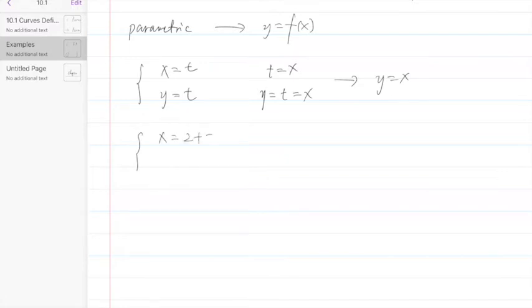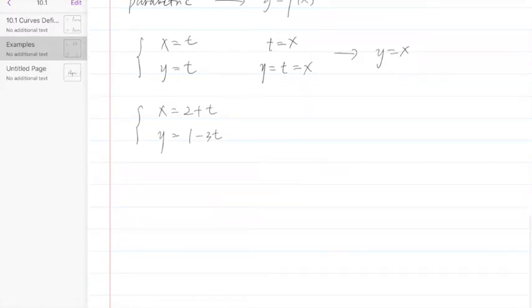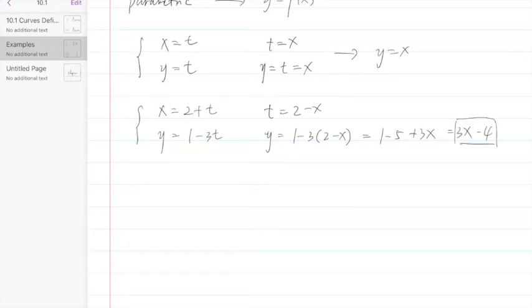Okay, let's try another example. x equals 2 plus t, and y equals 1 minus 3t. It's kind of hard to see, but worst case, we just go from the first one. t equals 2 minus x. Then my y equals 1 minus 3t, which is 1 minus 3 times (2 minus x), which equals 1 minus 6 plus 3x, which equals 3x minus 5.